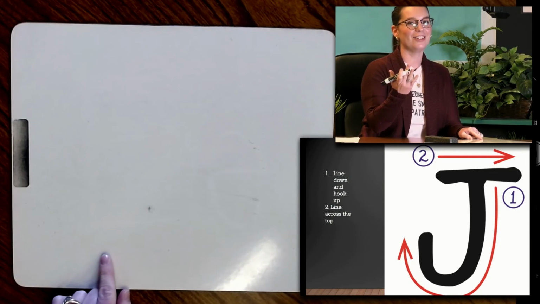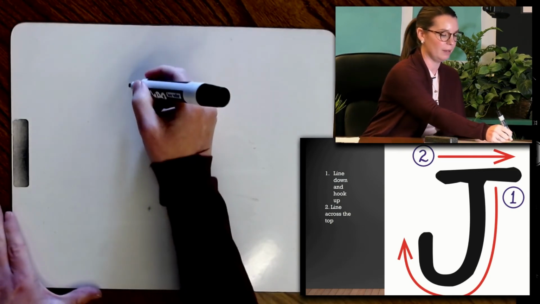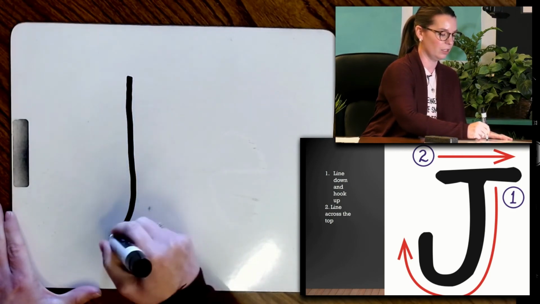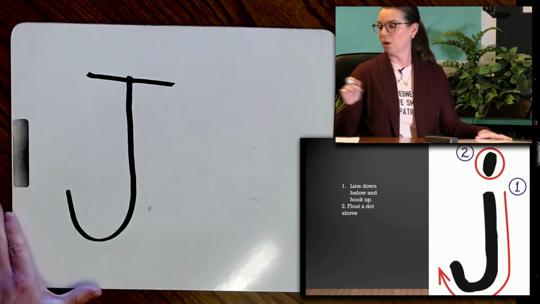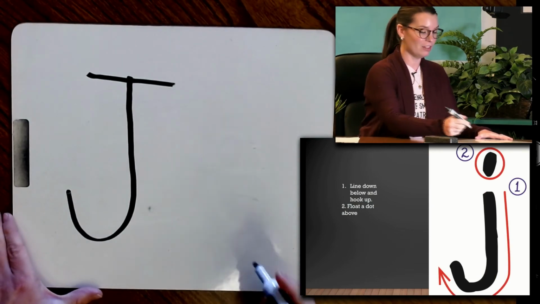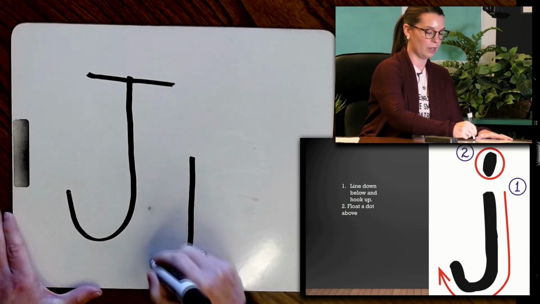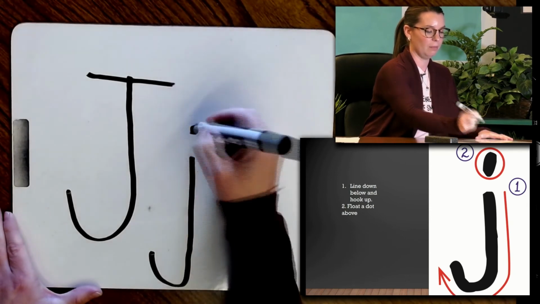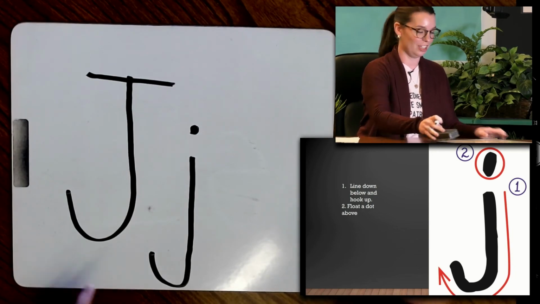Name this letter. J. Sound this letter. J. Let's write this letter. Pens up, line down, hook up, line across the top. Lowercase j is a letter that falls. Pens out, line down below, and hook up, float a dot above. J. J says J. Good. Erase.